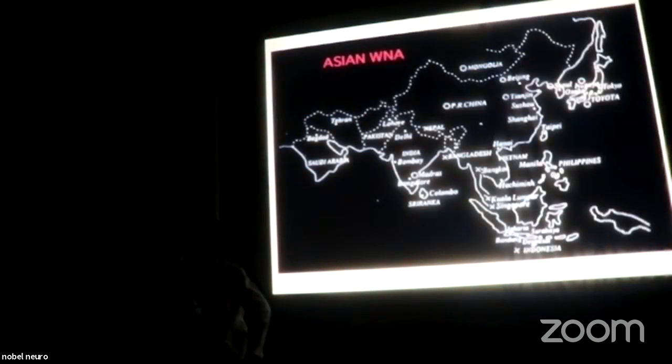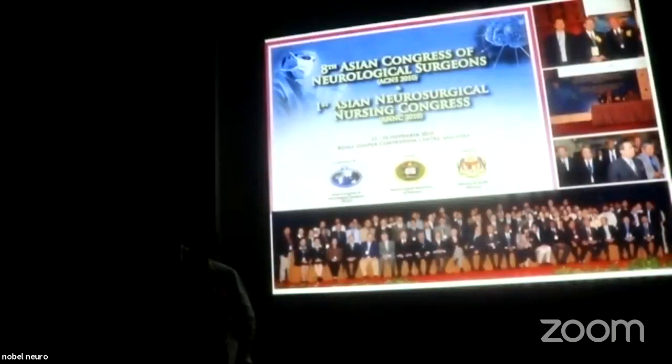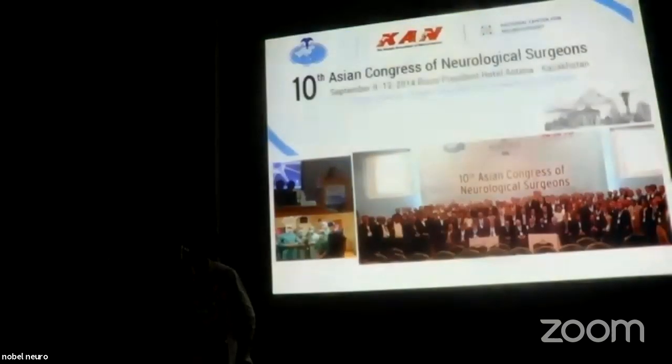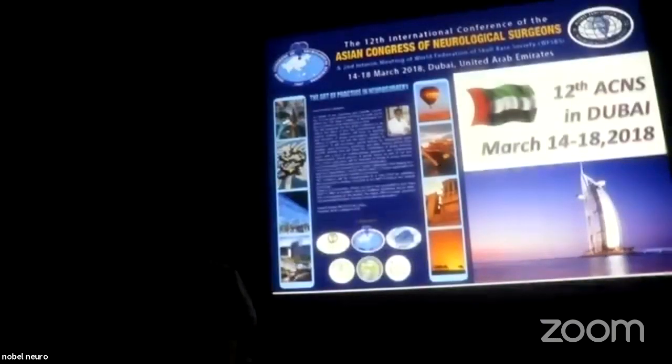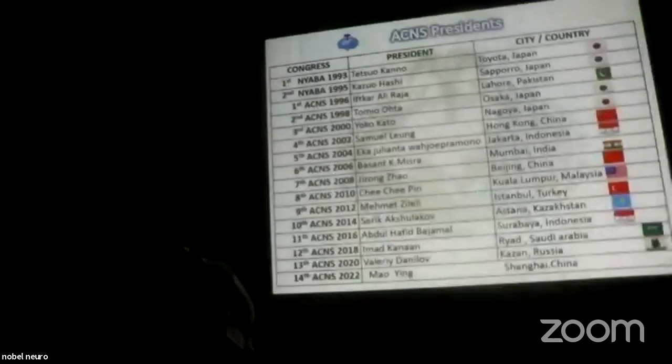It is called the Asian Women Neurosurgical Association. This is a Japanese colleague, a lady neurosurgeon. This is Malaysia, this is Turkey, this is Kazakhstan, and this is Indonesia. Last time, this year in March, it was held in Dubai. In the future, until 2022, it was decided to be held in Dubai and Shanghai.